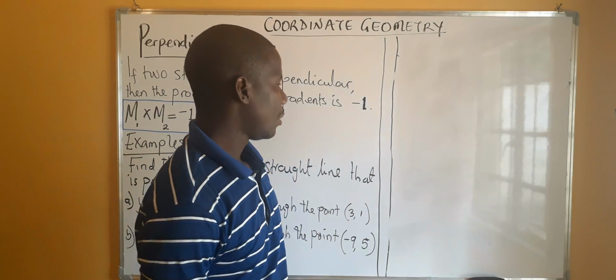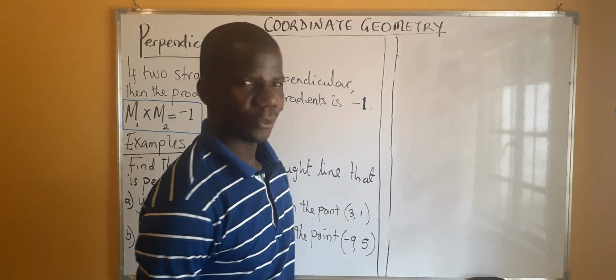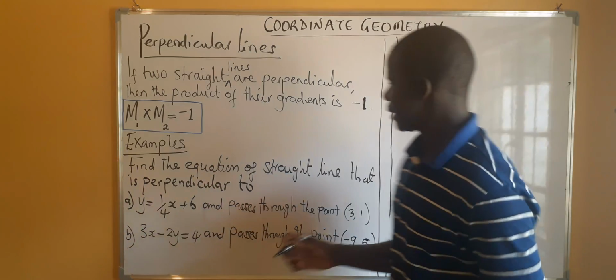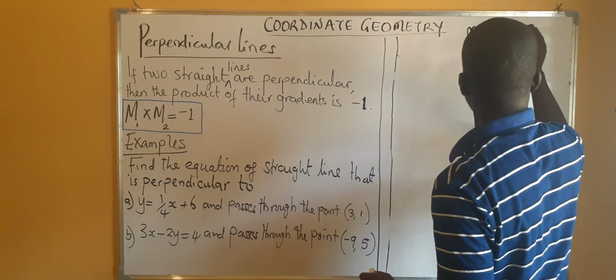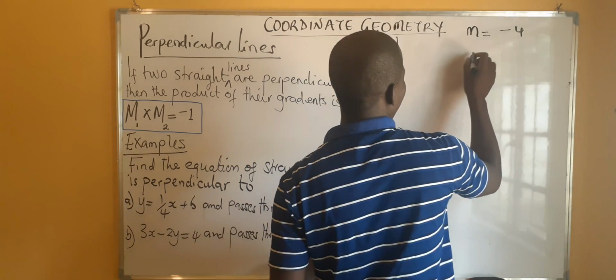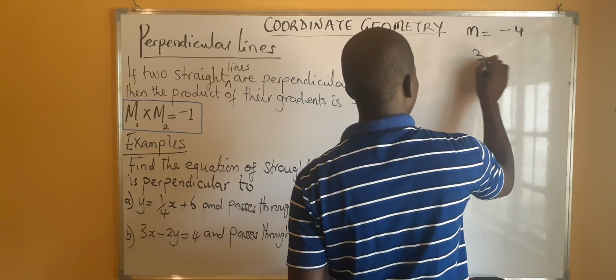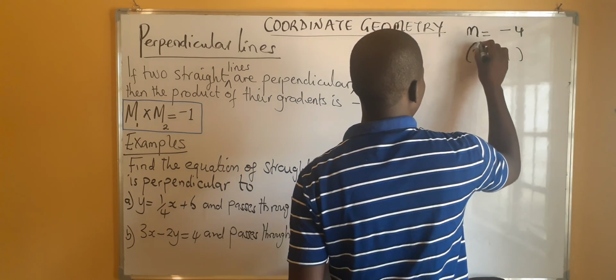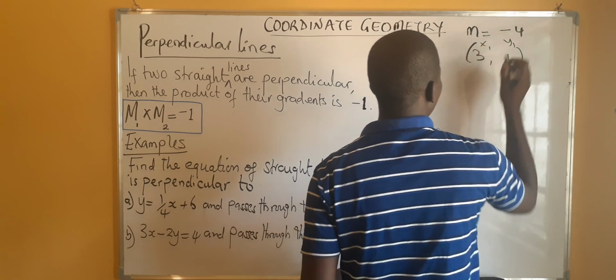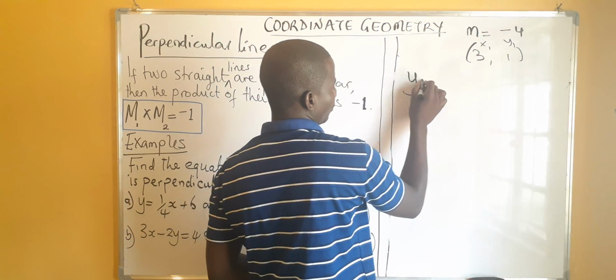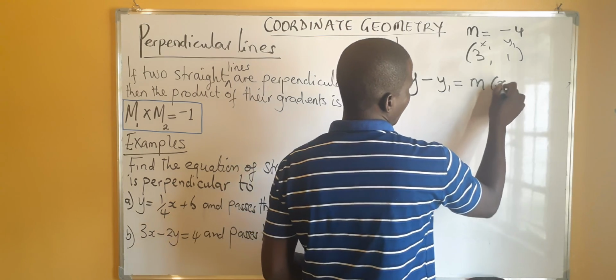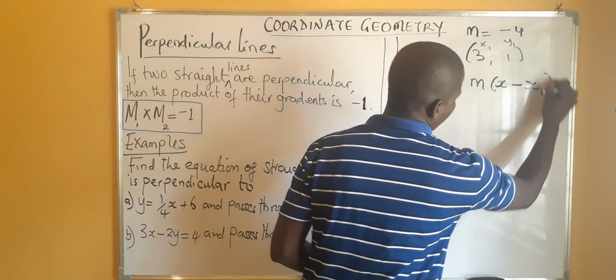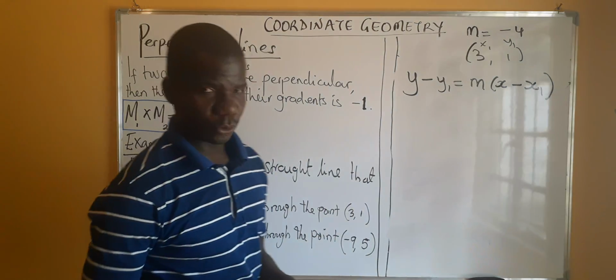Okay, so now we come up with the equation saying our gradient is -4. The point that we have is (3, 1). This is our x1, this is our y1. So the formula that we use is this one: y minus y1 equals m times (x minus x1).